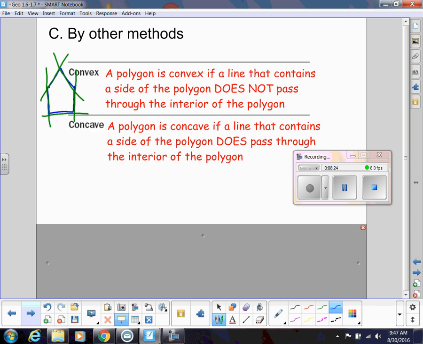However, if the polygon is concave, let's say that the roof caved in and it looks like this. So now it's like that. So the problem is our technical definition: if I draw a line that contains this side, do you see that green line goes through the inside of the house? So that means it's concave. So think of a roof caving in, that means concave. Convex, the roof is pointing out, we're good to go. Okay, so that's another way of naming polygons or classifying them.